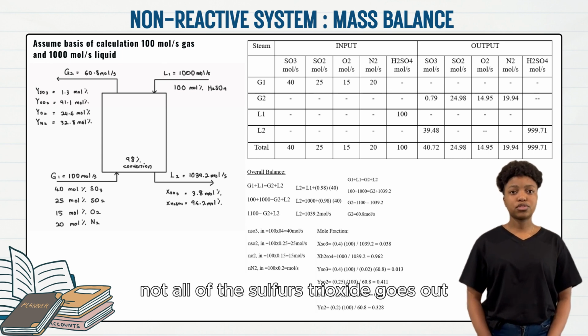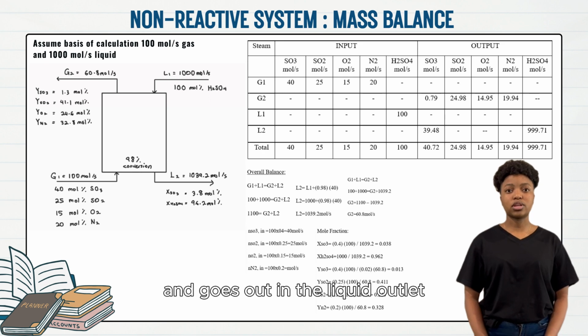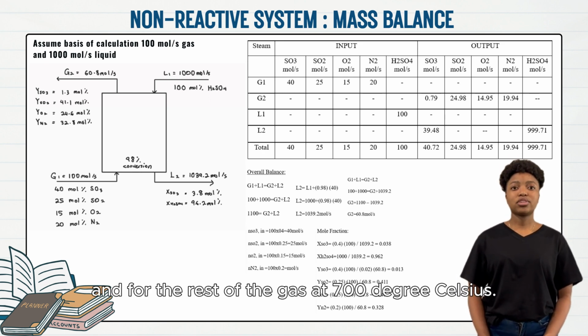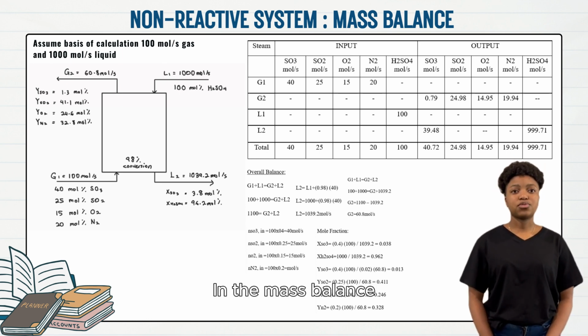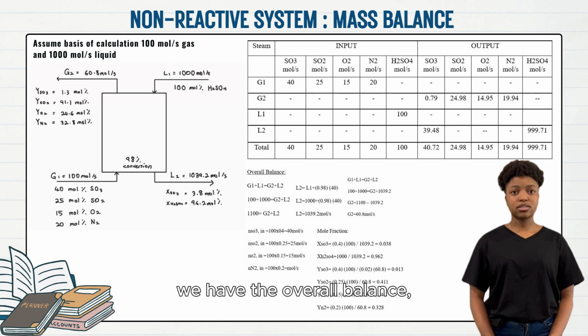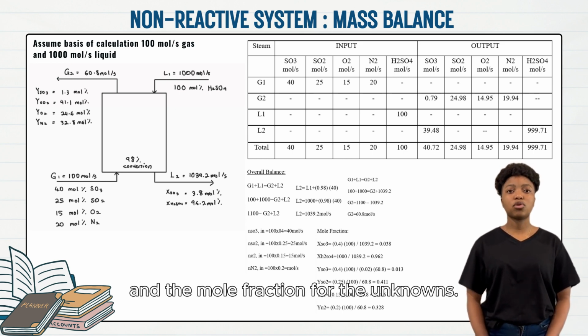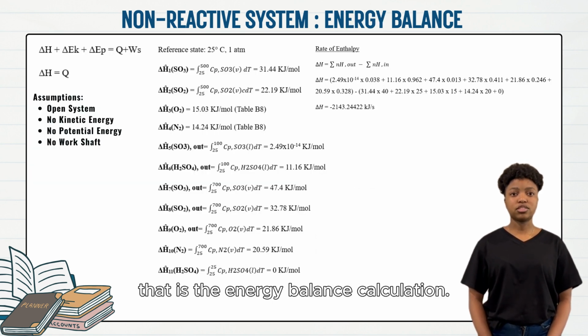However, not all of the sulfur trioxide goes out in the gas, because 98% of it is absorbed and goes out in the liquid outlet at 100 degrees Celsius, 1 atm, and the rest of the gas leaves at 700 degrees Celsius. In the mass balance for the first calculation, we have the overall balance. After we calculate the number of moles of the inlet in the gas column and the mole fraction for the outlets, we go to the next process, that is the energy balance calculation.